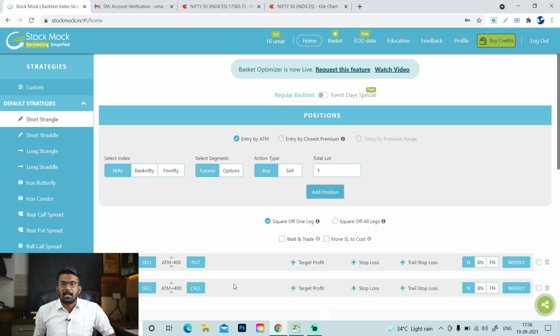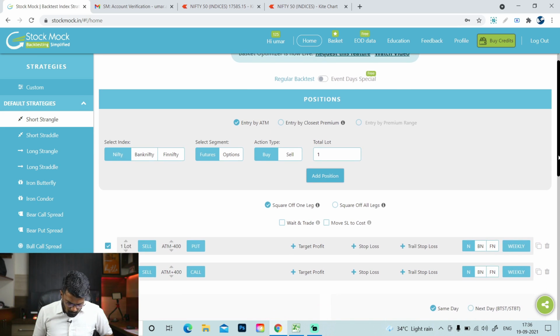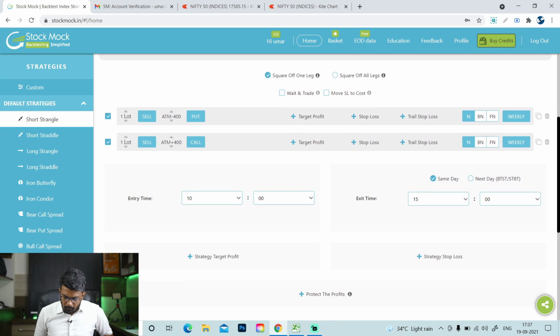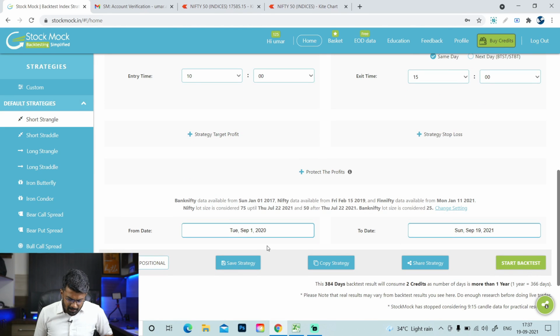Let's say market is at 17,500. I will go and sell 17,900 call, and on the downside I will sell 17,100 put option. Okay. Now what we are going to do is enter the trade at around 10 o'clock and exit the trade at around 3 o'clock. Now I will select the same date, that is from 1st of September till 19th of September, 1 year to date. So let us see how this strategy performs.